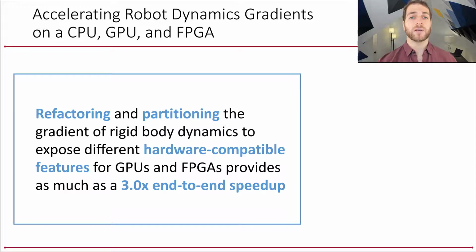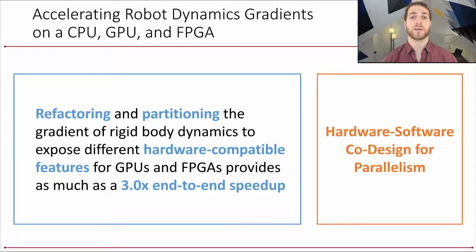But what I really want you to take away from this talk and from this paper is the notion that we should consider hardware-software co-design for parallelism for all of our robotics algorithms. That is, for all computational bottlenecks, we should consider refactoring our algorithms to expose more parallelism and to leverage parallel hardware architectures like GPUs and FPGAs in order to remove those bottlenecks and accelerate our robotics applications.